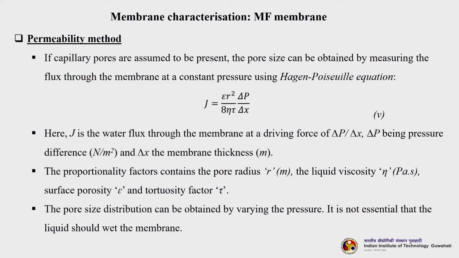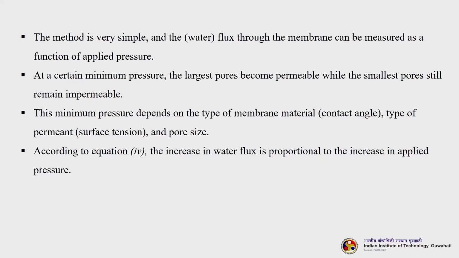It is not essential that the liquid should wet the membrane. Essentially, what we are doing in this method is measuring the flux of a liquid that is passing through the membrane. We are collecting the volume of the permeate and measuring it. This method is very simple, and usually water is used. Water flux through the membrane can be measured as a function of applied pressure.